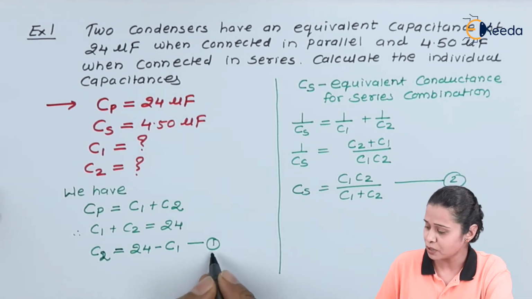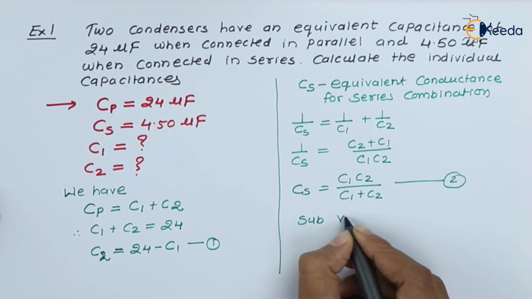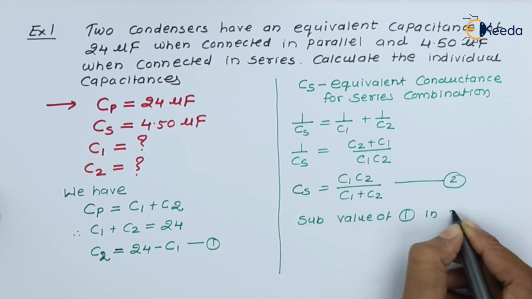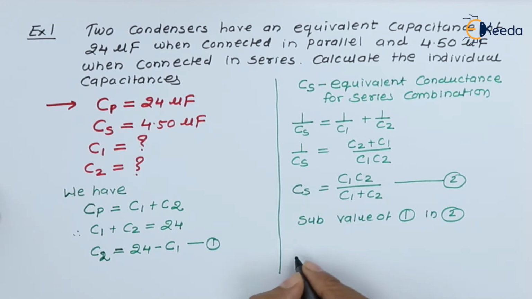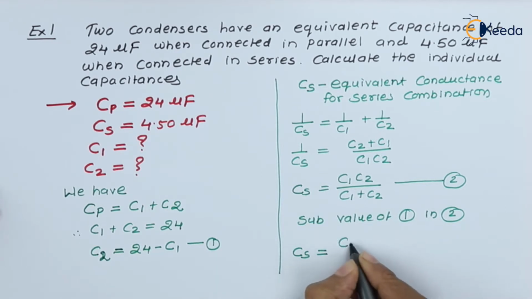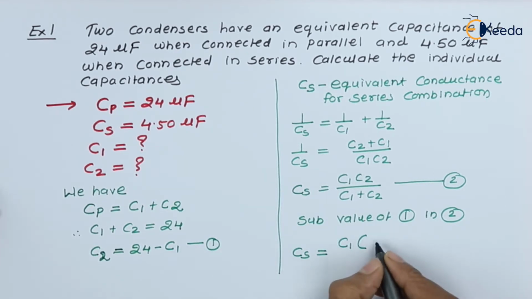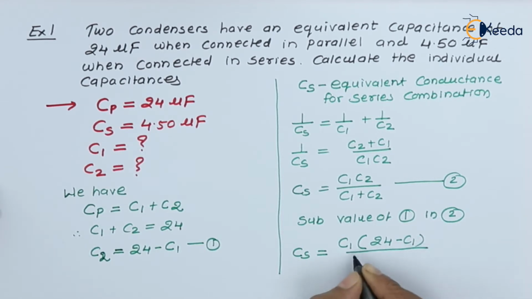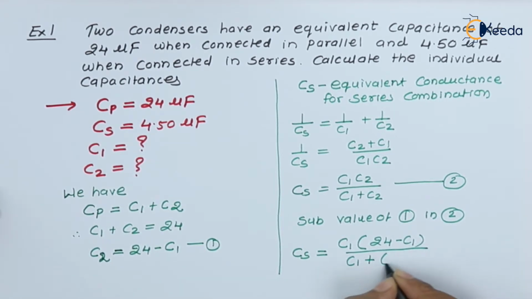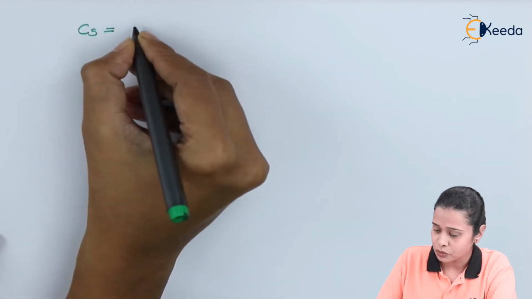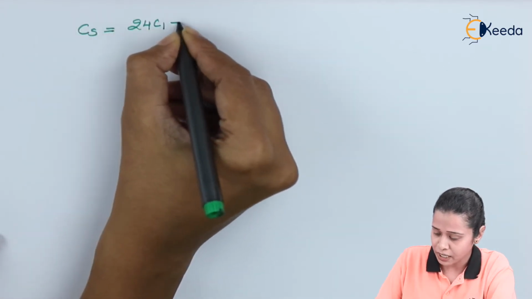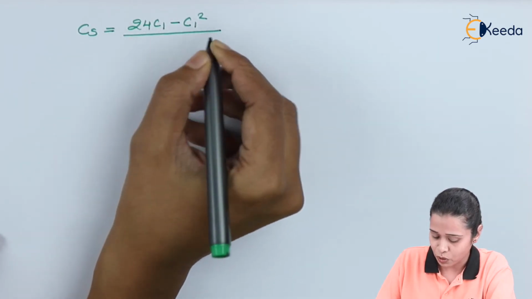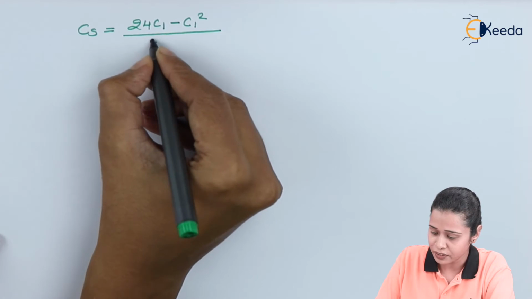Substitute the value from equation number 1 in equation 2. Then we will get CS is equal to C1, C1 will be as it is. The value of C2 is 24 minus C1. Then C1 plus C2 again, 24 minus C1. After solving this, we will get CS is equal to 24 C1 minus C1 square upon C1. C1 will get cancelled there and we have here 24.